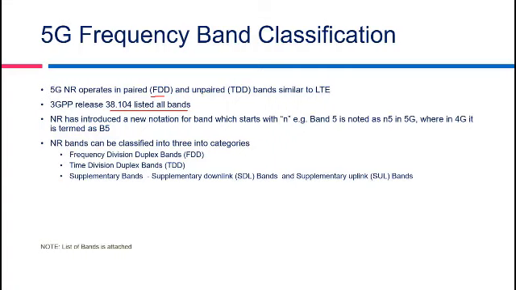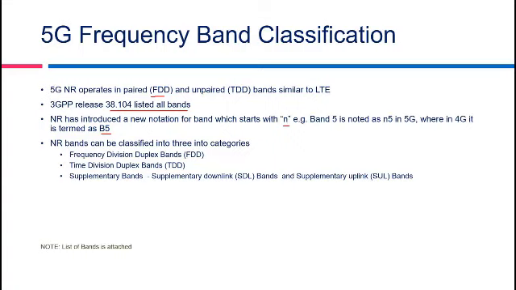NR has introduced a new notation mechanism for the frequency bands. We start with the N. For example, band 5 is noted as N5 in 5G, whereas in 4G it was noted as B5. So from B it becomes N.